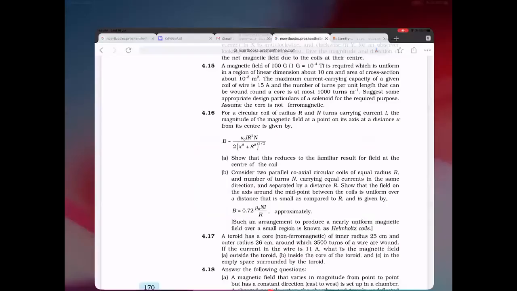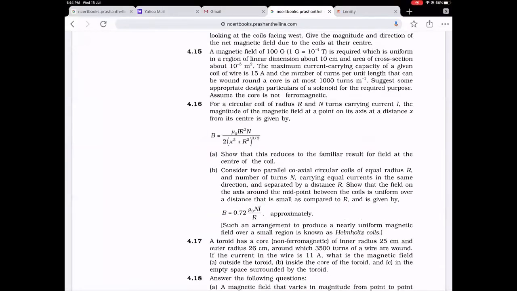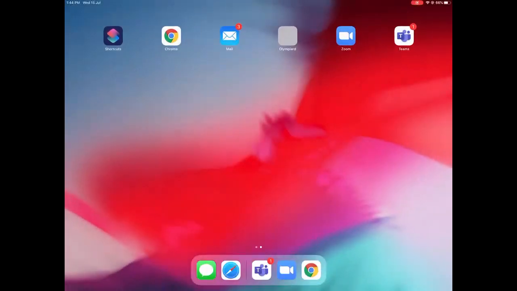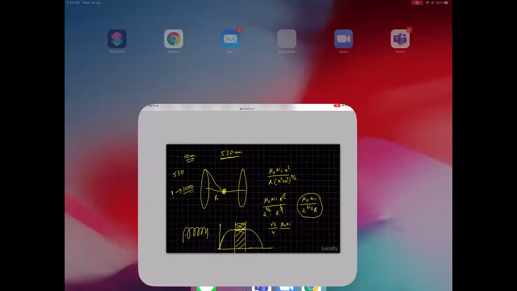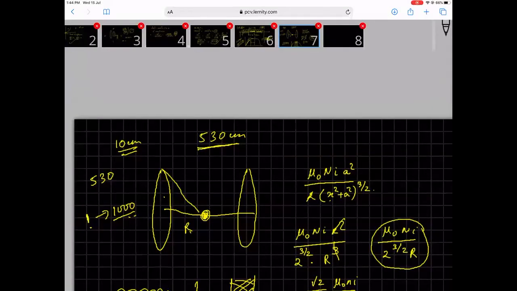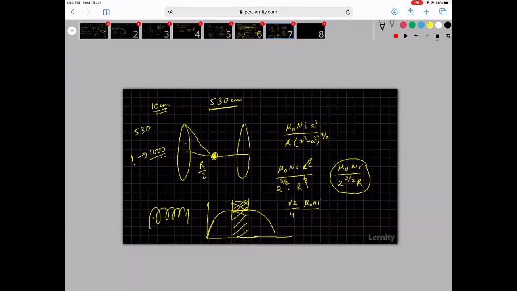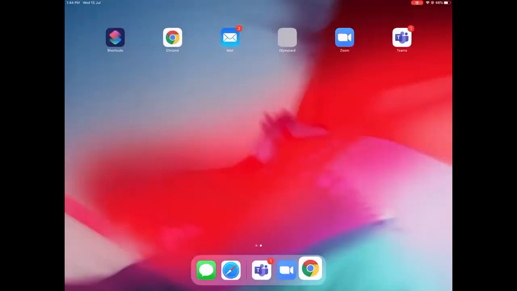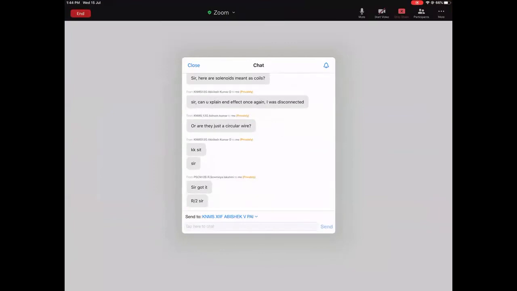The third question is a more interesting question. Two parallel coaxial wires of radius r and the number of turns given, carrying equal currents in the same direction and separated by distance r, so that the field at the midpoint between the two coils. Yeah, so I made a small error. It is separated by r, so it will become r by 2. That's the error that I made. Work that out, you will get the answer. I have to take r by 2. If I take r by 2, then you will get it.